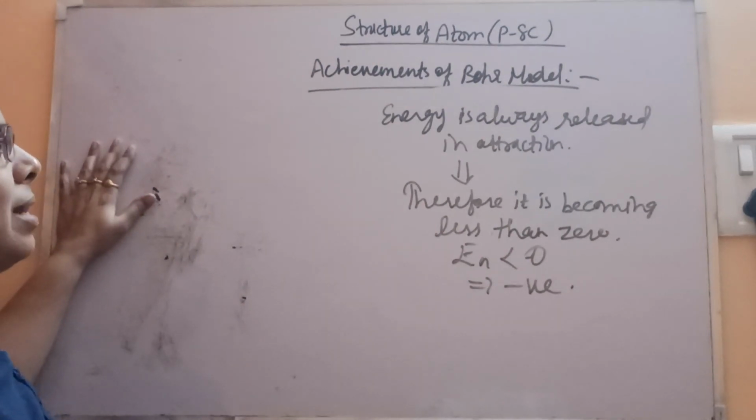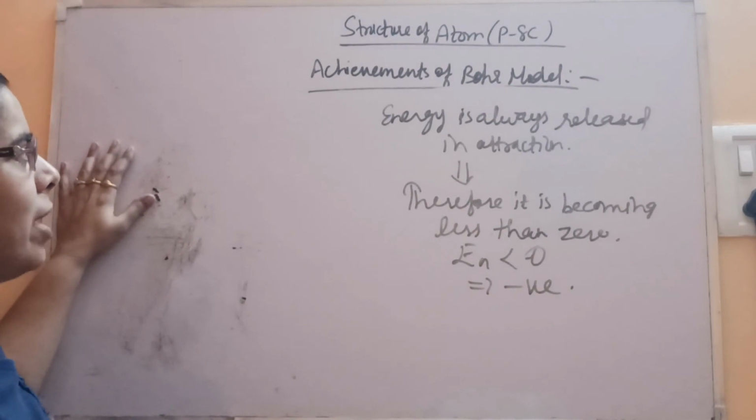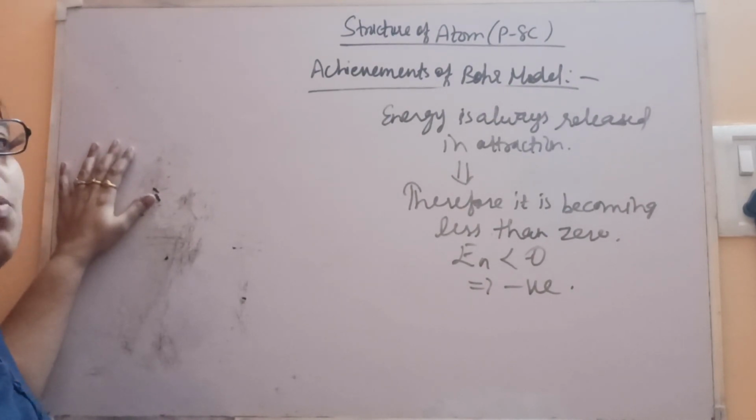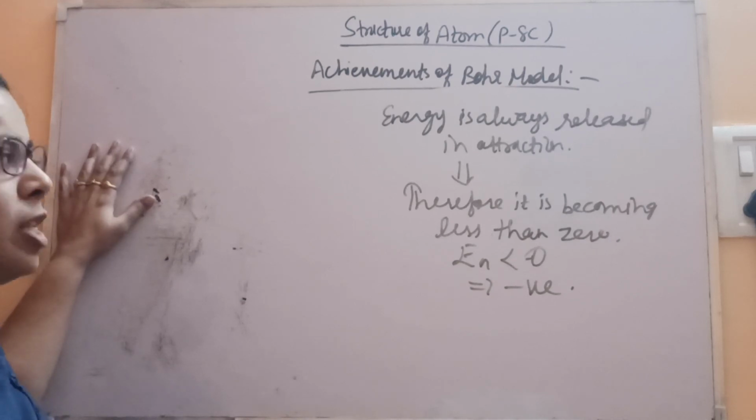Fine. So the last part is left, that we'll see in the next class. Again, we have to study in detail. So the fourth achievement is left, that is the explanation of the hydrogen spectrum. Different lines appear in the hydrogen spectrum.